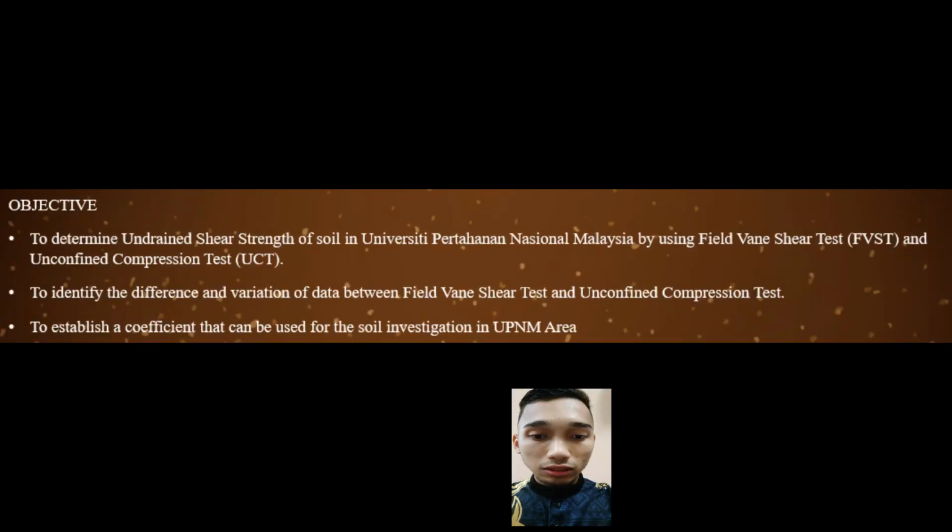There are three main objectives that have been established for this project. The first is to determine undrained shear strength of soil in University Pertahanan Nasional Malaysia by using field-based shear test and unconfined compression test. The second is to identify the difference and variation of data between field-based shear test and unconfined compression test. And lastly, to establish a coefficient that can be used for the soil investigation in the UPNM area.